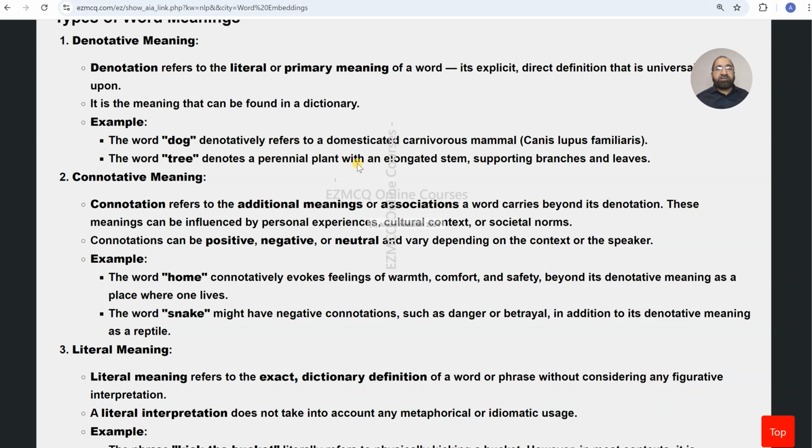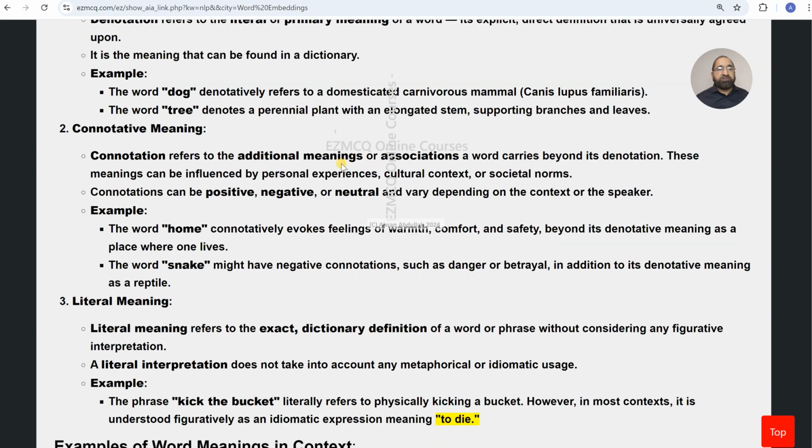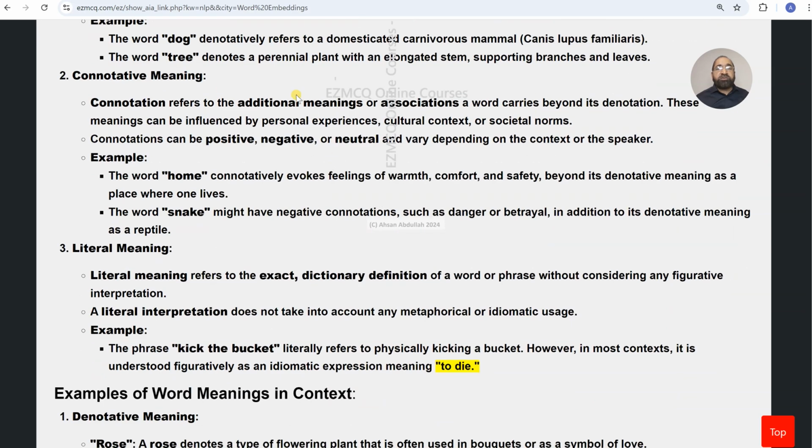And when we say a tree, it means that we have a plant with an elongated stem and supporting branches and leaves. A tree is different from, say, a bush or a flowering plant. There are many plants which may consist of a single stem and may not have branches, such as certain flowers. So this is denotative. We know the literal or the primary meaning. Then is the connotative meaning. Connotative means an additional meaning. These meanings are influenced by personal experience, cultural context, social norms, and there is a feeling associated with them.